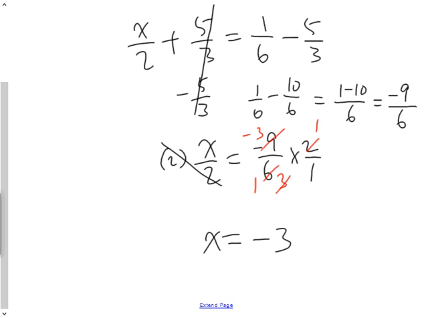Now if you didn't cross reduce, you would have ended up with negative 18 over 6, which will still equal negative 3 when you work it out.